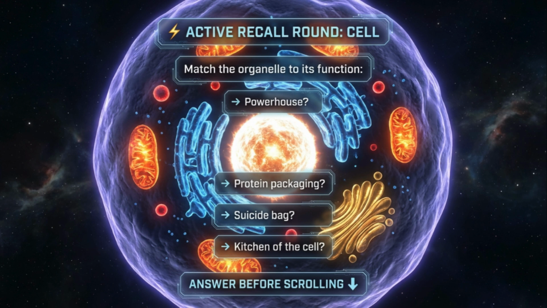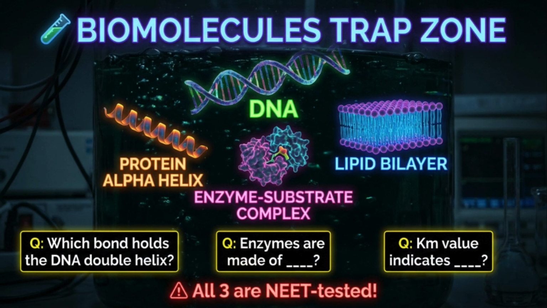Now the trap. Which of these is present in prokaryotes? None of them. Prokaryotes have no membrane-bound organelles. That distinction has appeared in NEET paper directly. Lock it in. Fourth trap question, biomolecules, and this chapter has some of the sneakiest questions in the paper.